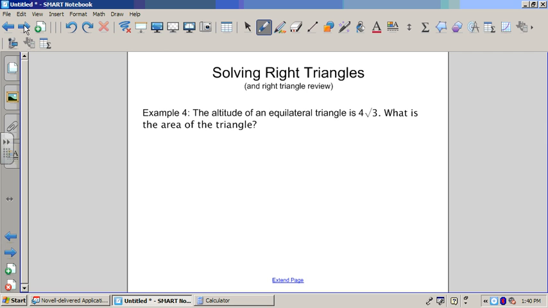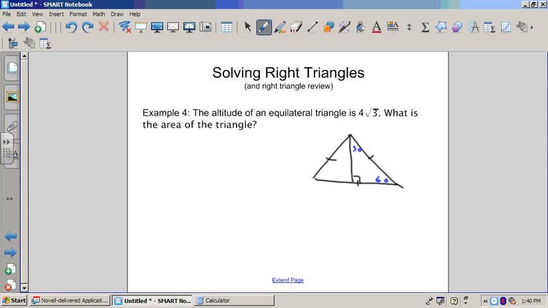Example 4. The altitude of an equilateral triangle is 4 times the square root of 3. What is the area of the triangle? Well, let me try to sketch an equilateral triangle. My daughter will tell you I may not be the greatest artist ever known, but let's pretend that's an equilateral triangle. And altitude goes from a vertex perpendicular to one of the bases, and so now I have a 90-degree angle. Because it was an equilateral triangle, this has to be 60 degrees. Look what I have. I have a 30, 60, 90 triangle.